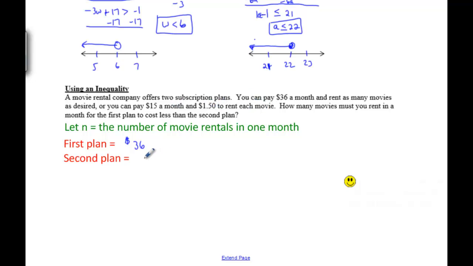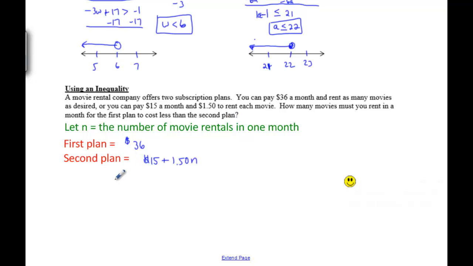So we know it's $15 plus $1.50 per movie. Let's call that n. So $15, and then for every movie we have to add an additional $1.50. Okay. We want to know how many movies you must rent for the first month to cost less than the second plan.